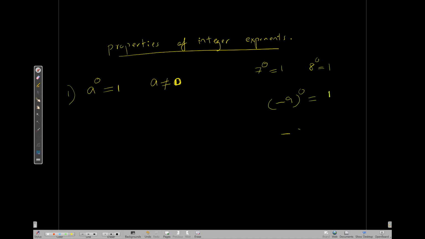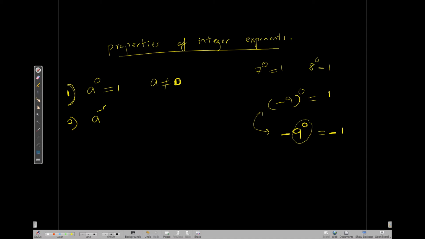What if I write negative 9 to the 0? Are these two the same? Well, in this case, this 0 applies only to the 9 because I don't have parentheses here. So that negative stays, and 9 to the 0 is 1. So negative 1. So anything raised to the 0 is 1. That's property number 1. We'll talk about it again a little bit more later. For the time being, that's it.